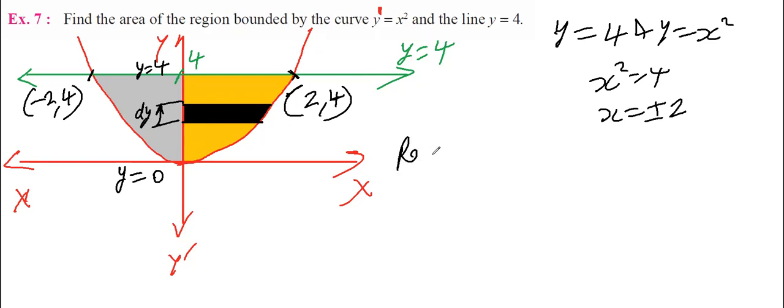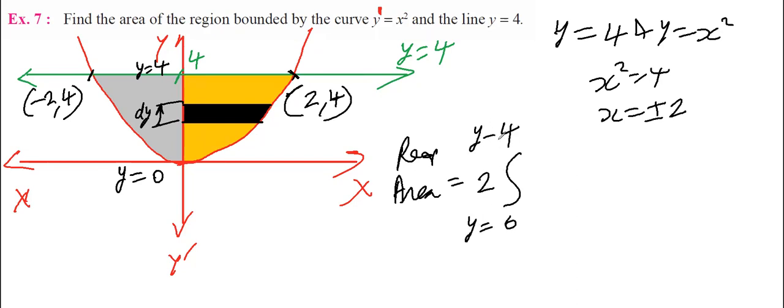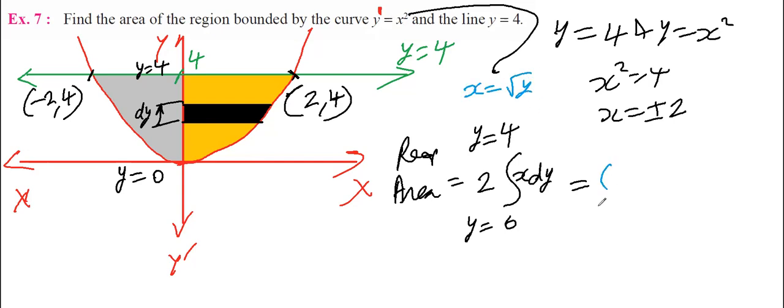So your required area will be 2 into the integration from 0 to 4, it means y is equal to 0 and y is equal to 4. This is my dy, so I have taken dy and this distance is x, so I will multiply by x. What is my x from this equation? From this equation, x is root y. So I will write 2, integral from 0 to 4, x is root y, and then dy. So 2 is the constant. What is the integration of root y?